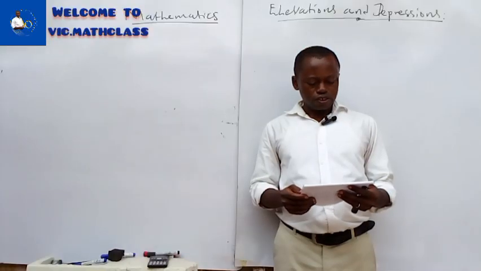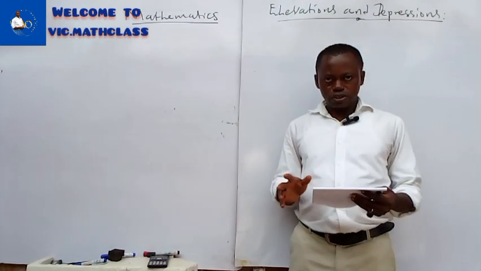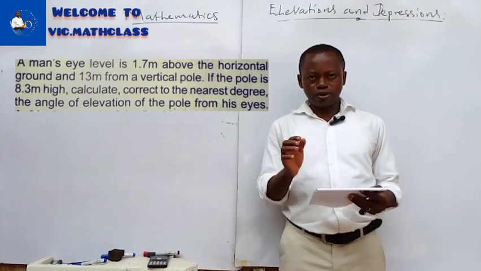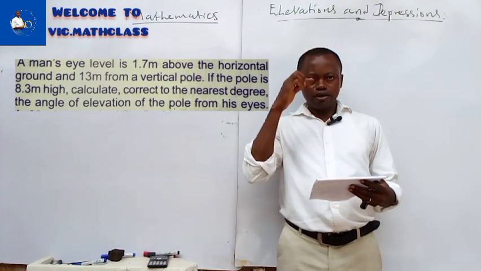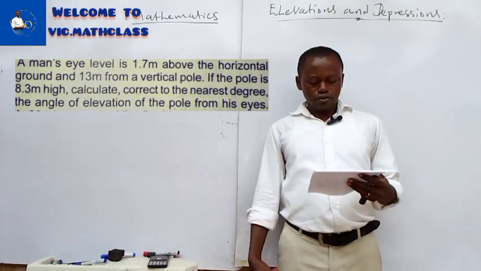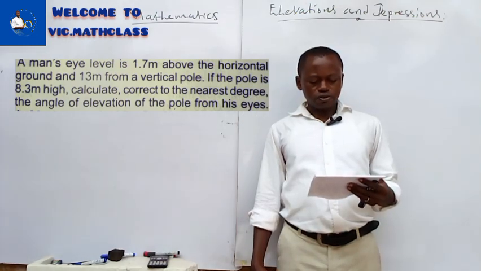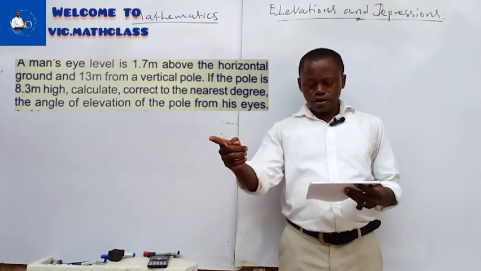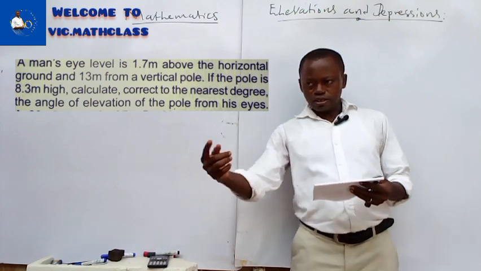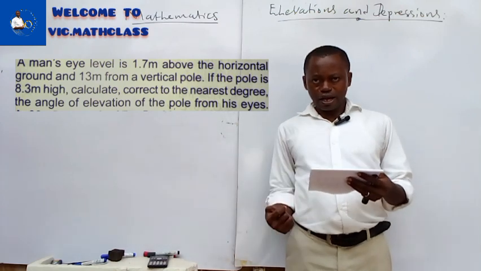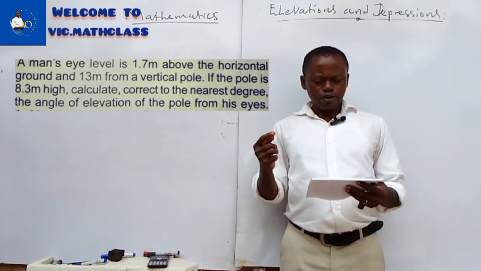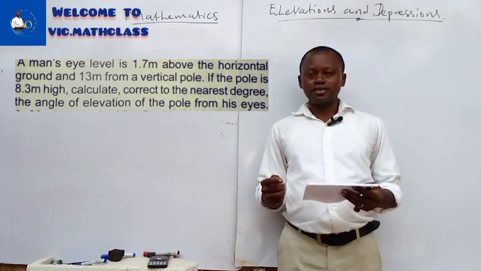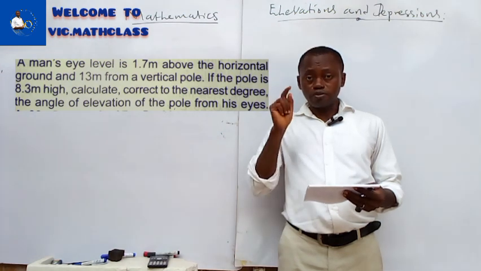Let's look at this question quickly. It says a man's eye level, like myself now as I'm standing here, my eye level, is 1.7 meters above the horizontal ground and 13 meters from a vertical pole. The horizontal distance between the pole and the man is 13 meters. If the pole is 8.3 meters high, the man has to be looking up like this to see the top of the pole.